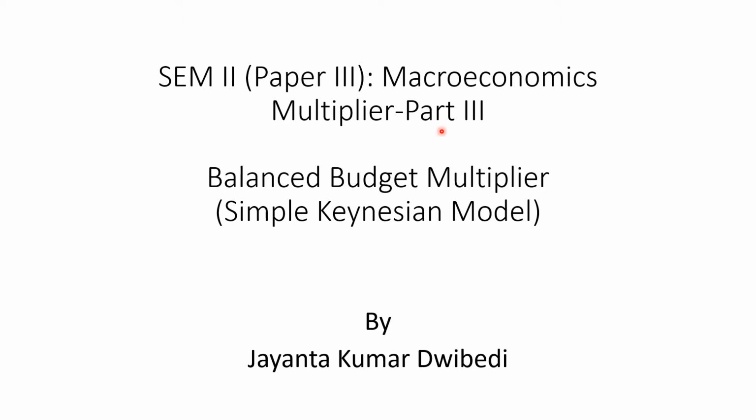In part 2 we were discussing the tax multiplier, and at the end of part 2 I was discussing what if the government decides to increase its expenditure and at the same time finance that increased expenditure with an equivalent increase in tax. So this is basically called balanced budget multiplier. So this is what we are going to discuss today. It's a small one. So let's proceed.